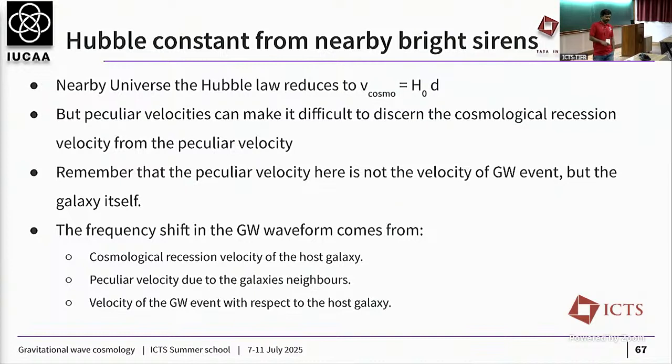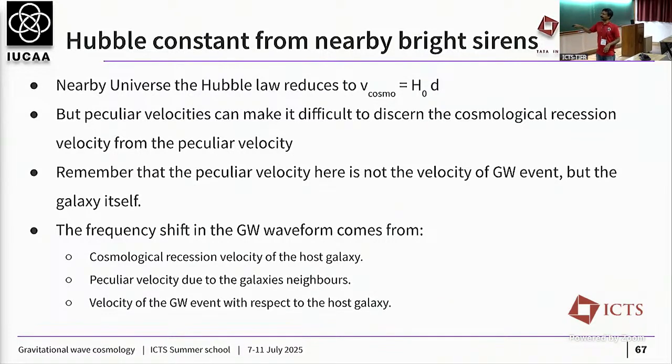Plus, you have to remember that the velocity that goes into the Hubble law won't be the velocity of the gravitational wave event itself, right? Because you may have galaxies which are moving with respect to the CMB frame, but then the gravitational wave event is also not stationary with respect to the galaxy itself. The galaxy has its own velocity dispersion. So the gravitational wave event will be within the galaxy, and then that will also move around. But the velocity that goes here is actually the velocity of the galaxy with respect to the CMB frame, taking into account the peculiar velocity.